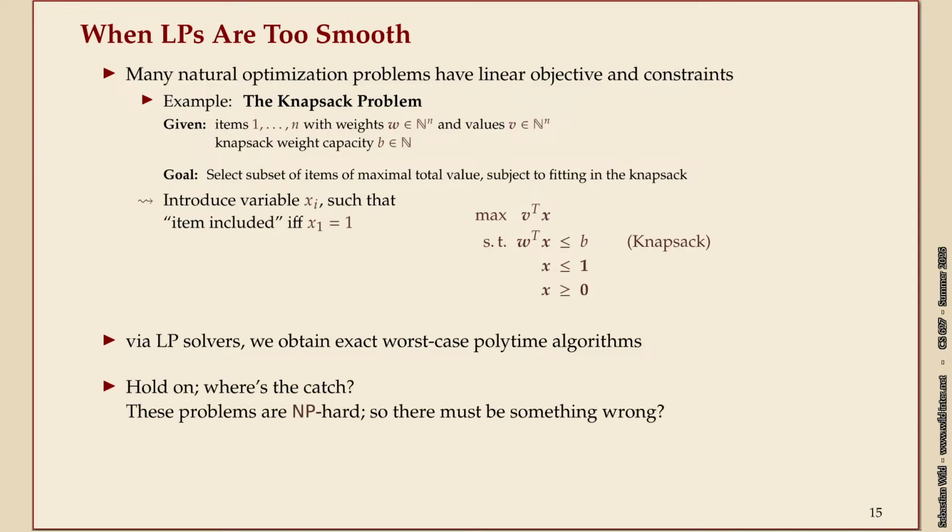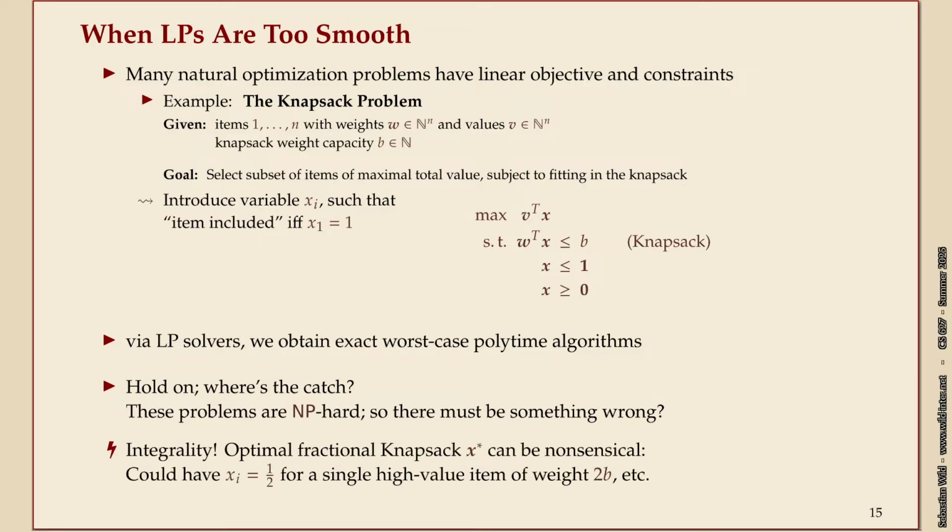But there must be some problem here, because the LP solvers are polynomial time algorithms. The knapsack problem is NP complete. So this looks like a contradiction. And of course, what's wrong is that the solution we get back from the LP solver might not make sense in the combinatorial problem. Specifically, it might not be an integral solution.